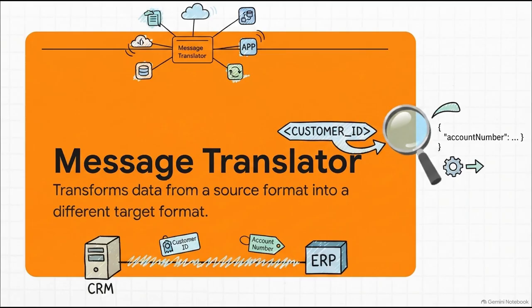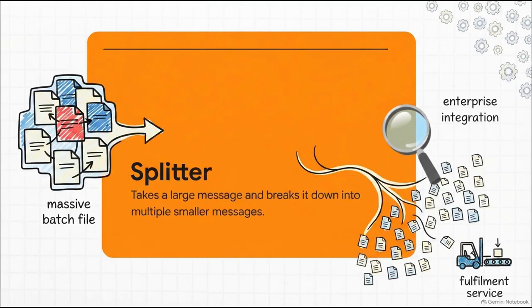The message translator steps in as the required middleman, transforming data from a source format into a totally different target format, like quickly converting old XML into lightweight JSON so the target system actually knows what's going on. Then we have the splitter.